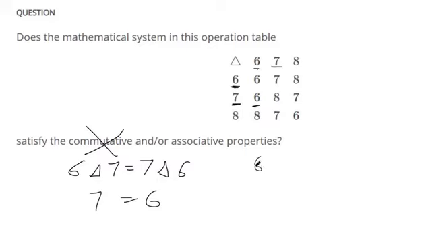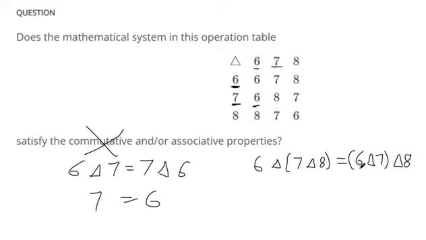The associative property says that you could change the order of importance and it should be the same thing. So in other words, with parentheses, if you change the parentheses, right now it's 6 triangle parentheses 7 triangle 8, and if you change it like this, they should be equal to each other.